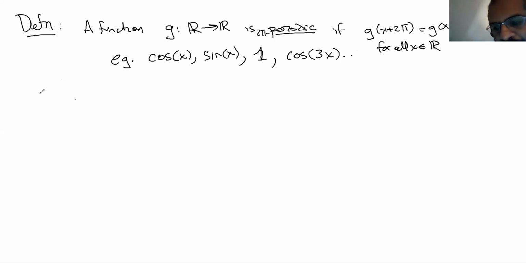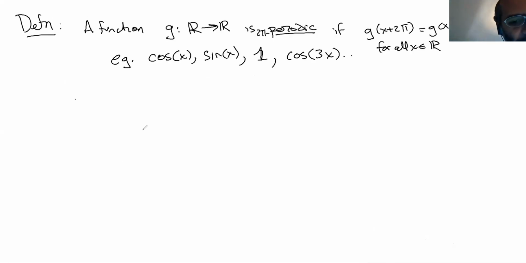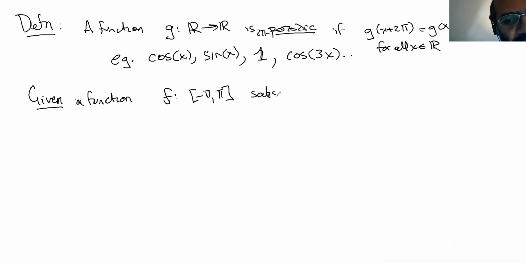So far we've been doing everything on the interval minus pi to pi with Fourier series. We're now going to do something fairly trivial, but an important change in viewpoint: if you give me a function on minus pi to pi, I can just repeat it every 2 pi interval and create a periodic function. So given a function f on minus pi to pi satisfying f of minus pi equals f of pi.